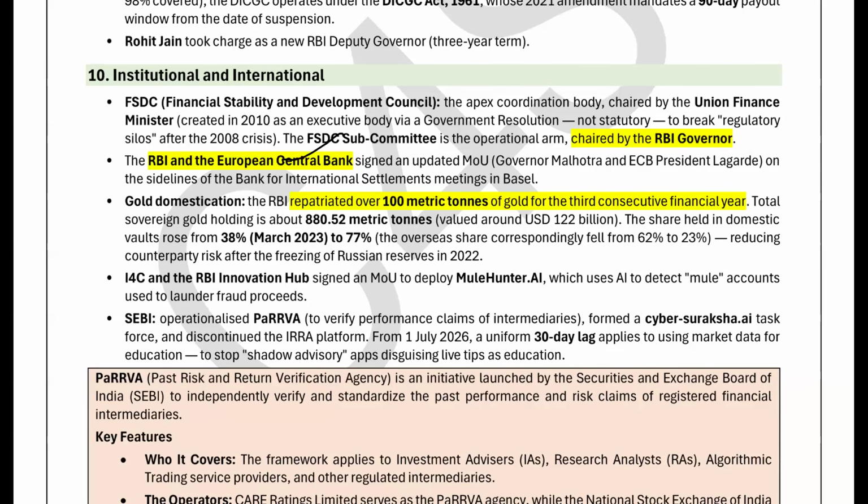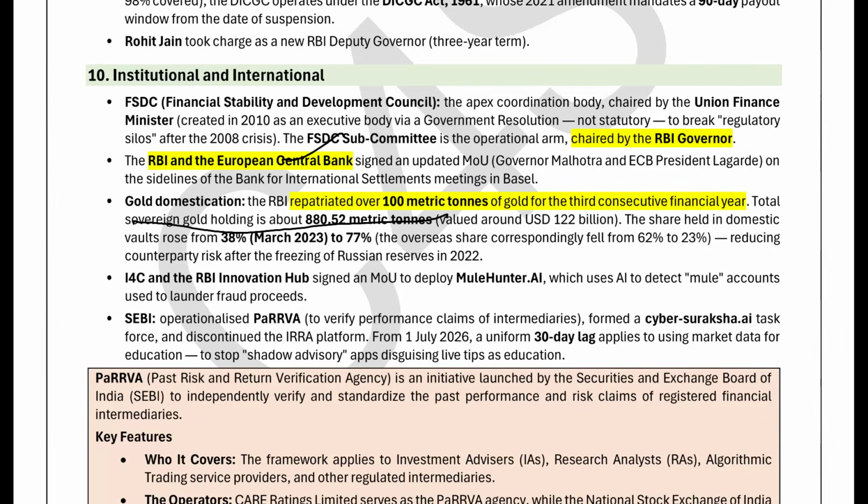The RBI has repatriated over 100 metric tons of gold for the third consecutive financial year. Total sovereign gold holding is about, it is important, इतना याद रख लेना डेटा, 880.52 metric tons, valued around USD 122 billion. The share held in domestic vaults rose from 38% in March 2023 to 77%. The overseas share correspondingly fell from 62% to 23%, reducing counterparty risk after the freezing of Russia's reserves in 2022.